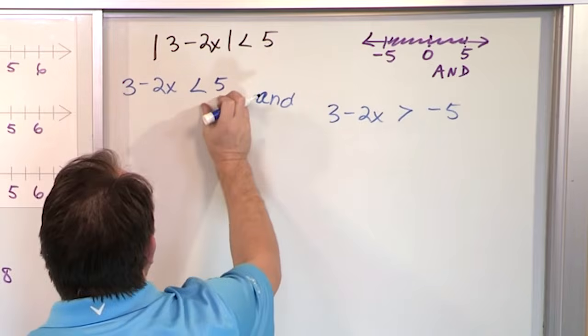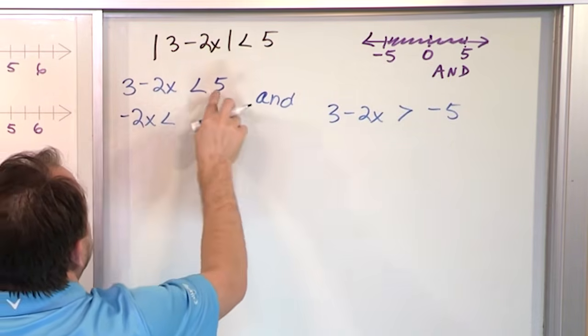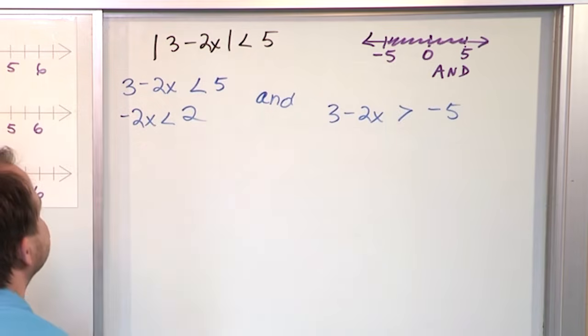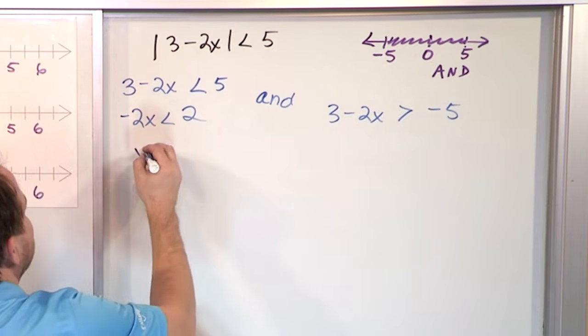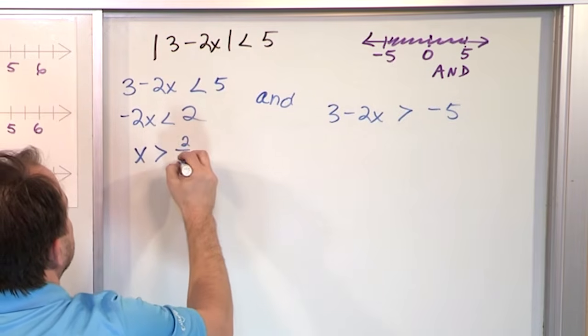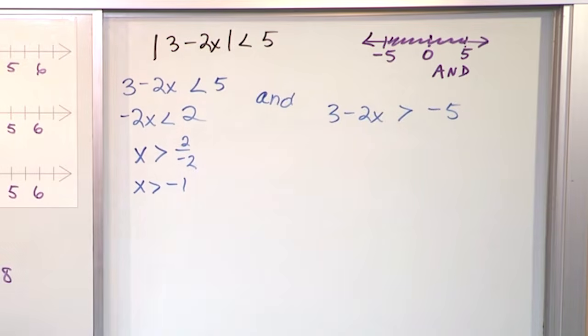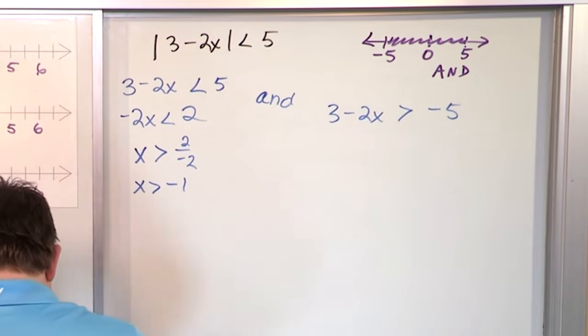So let's move the 3 to the other side. We'll get negative 2x less than, subtract 3, we'll get 2. And then x, now we're dividing by negative 2, so we'll have to flip the direction of this, 2 over negative 2, so x will be greater than negative 1. That's going to be half of the answer.